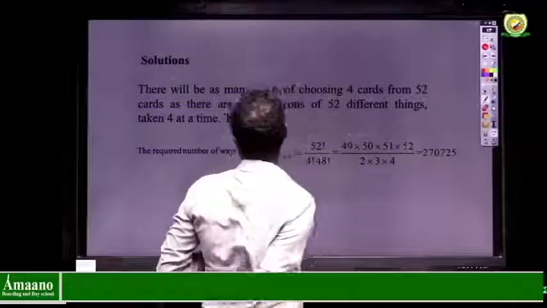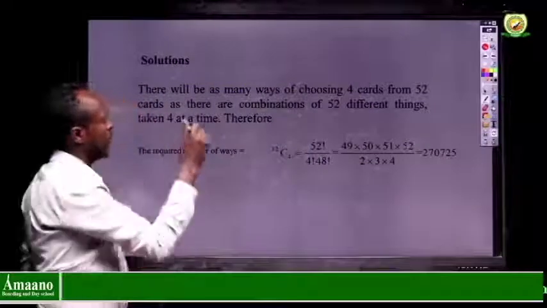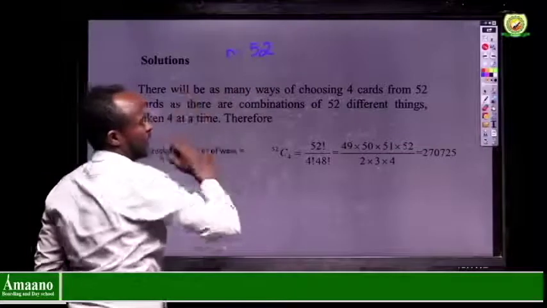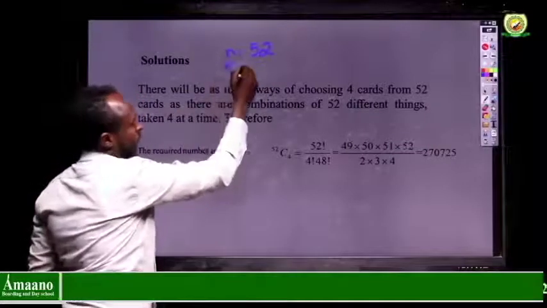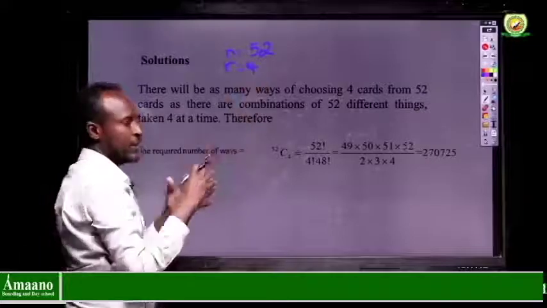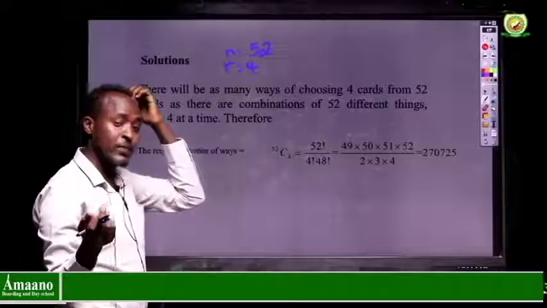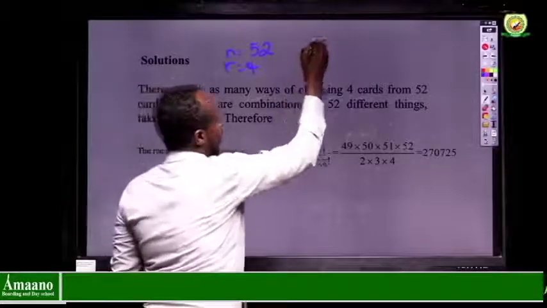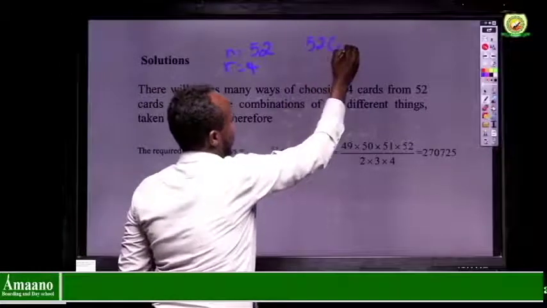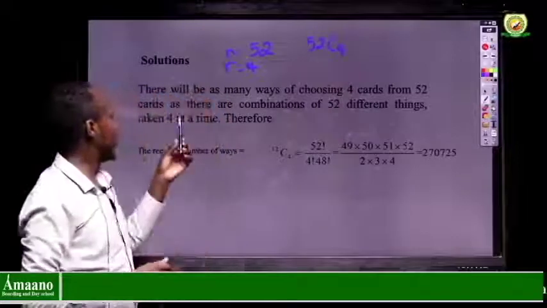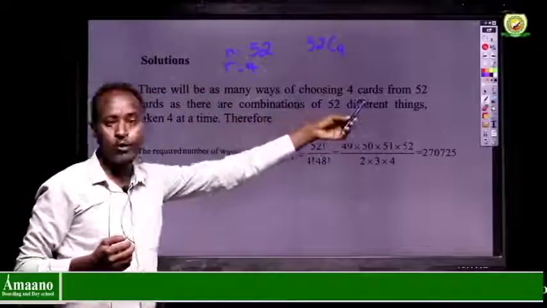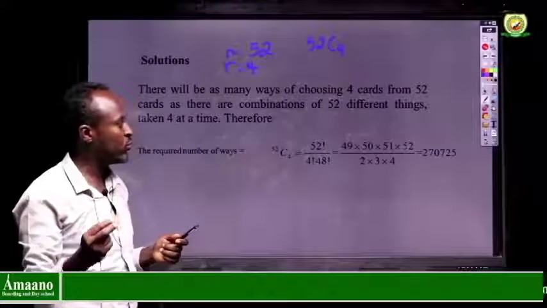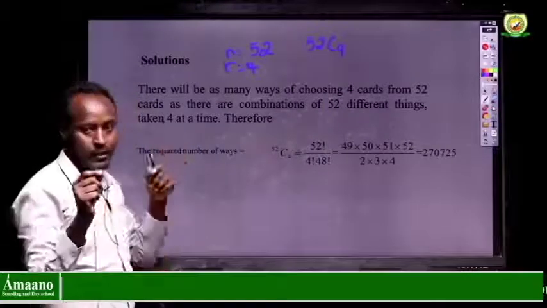First, look here. We have n given as 52 playing cards. We are supposed to select 4 cards each. It means that the order does not make sense. Therefore, we will use combination. It is 52 combination 4. There will be as many ways of choosing 4 cards from 52 cards, and these are combinations of 52 different things taken 4 at a time.